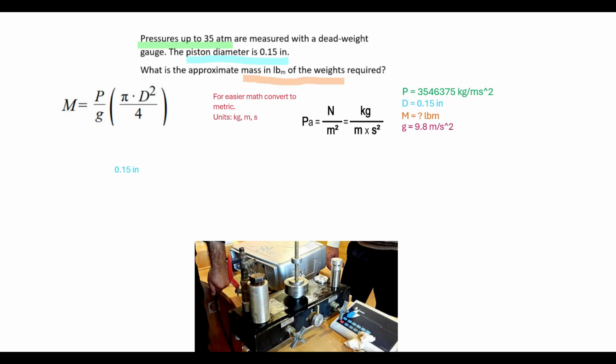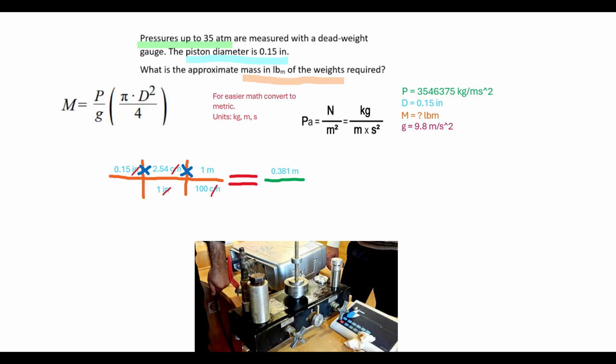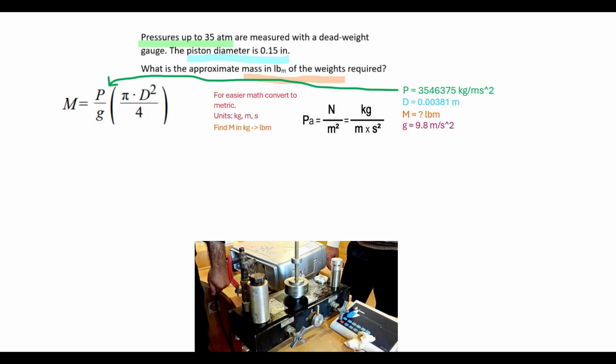Now you need to convert the diameter of 0.15 inches into metric units. You have the conversion of 1 inch equals 2.54 centimeters. You also have the conversion of 100 centimeters equals 1 meter. Now cancel out the units. Multiplying the top values together equals 0.381 meters. Multiplying the bottom values together equals 100. 0.381 meters divided by 100 equals 0.00381 meters.